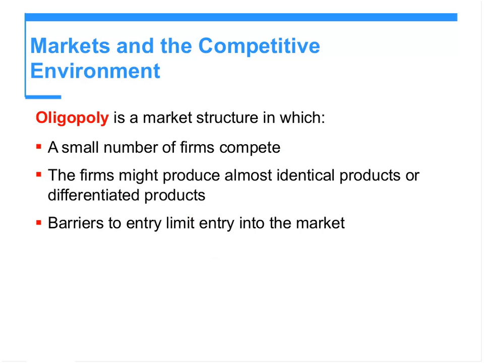Oligopoly is a market structure in which a small number of firms compete. The firms might produce almost identical products or differentiated products. Barriers to entry limit entry into the market.